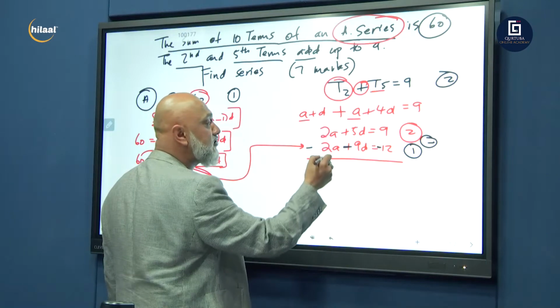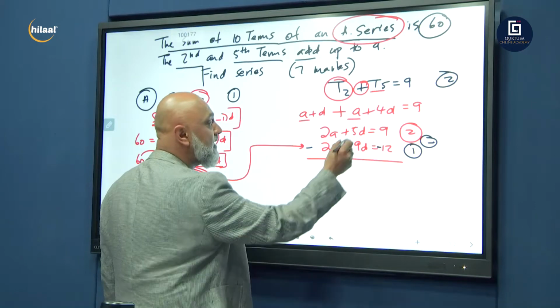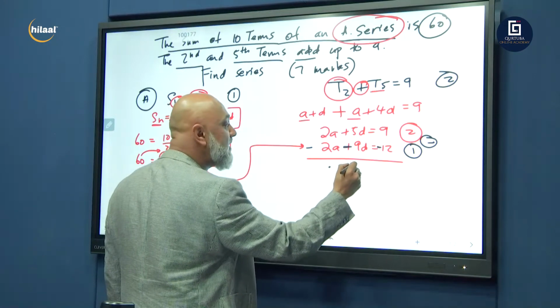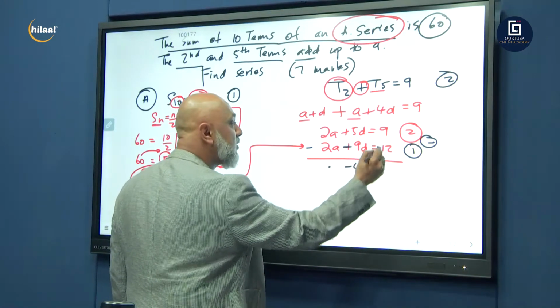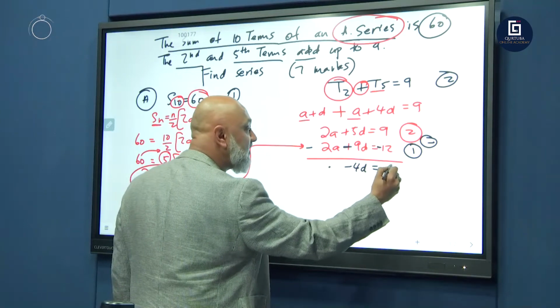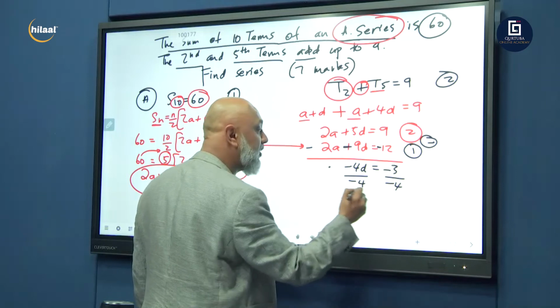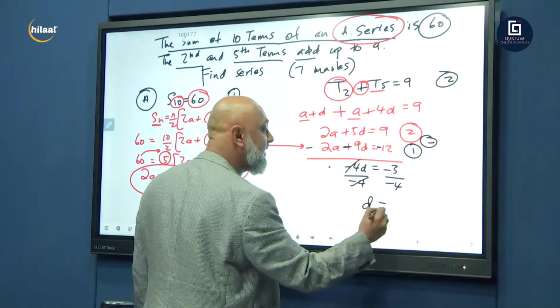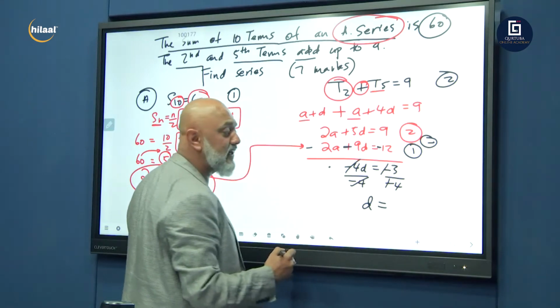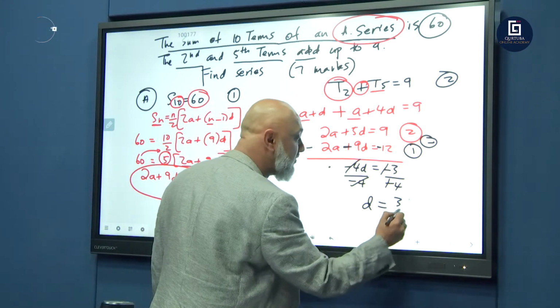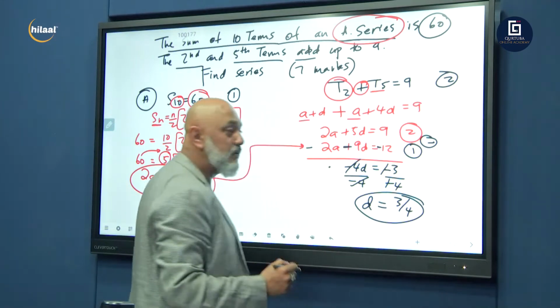So 2a minus 2a is 0. 5d minus 9d is minus 4d, equal to 9 minus 12, which is minus 3. Divide by negative 4. Divide by negative 4. What do you have? d. d is equal to negative divided by negative is a positive. We are left with 3 over 4. So we got d. We're short of a.